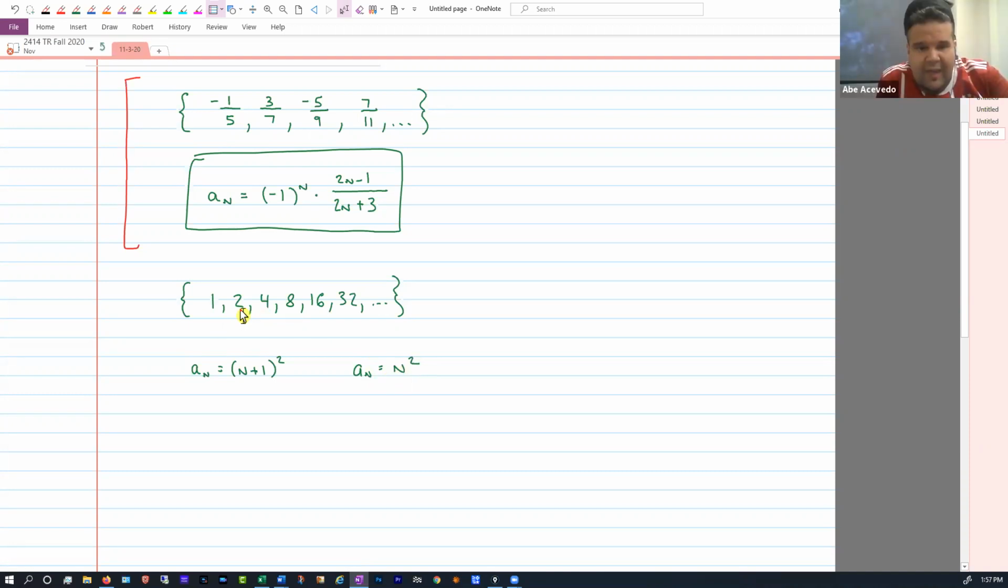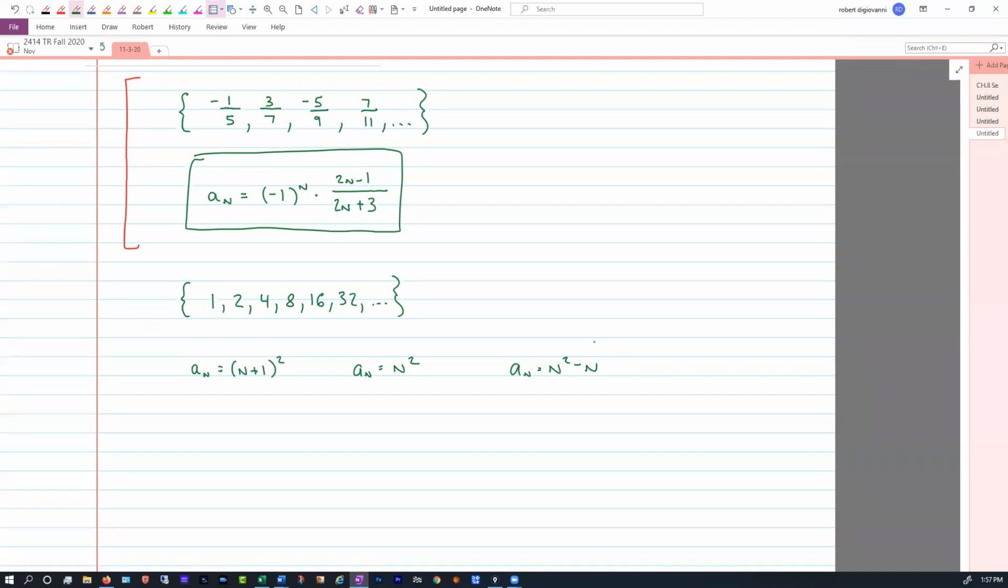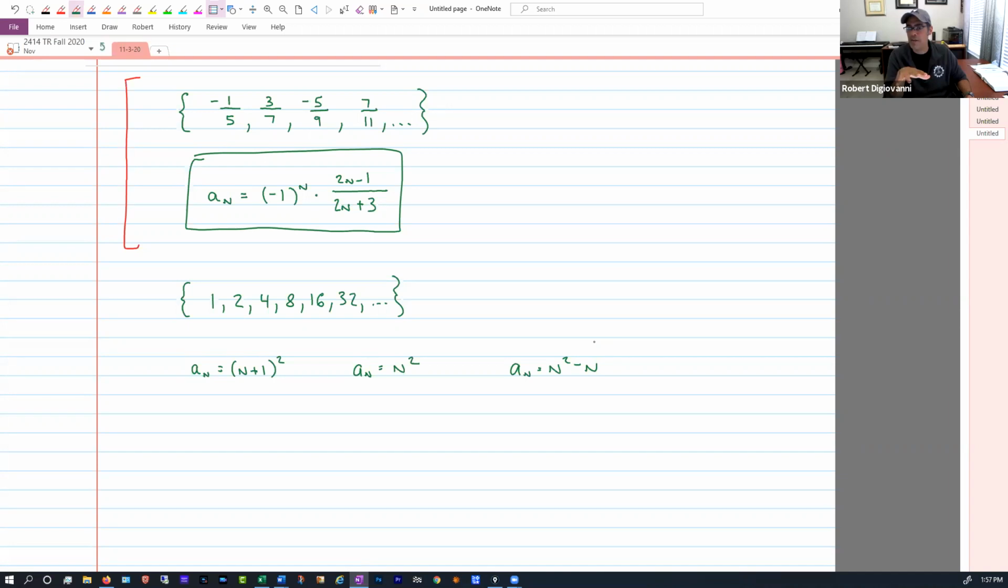Minus n? N squared minus n? So a sub n equals n squared minus n. Let me say something. These are not jumping up by the same amount each time, are they? No. Okay, so 2n and 3n and 4n and 5n is not going to work. It's got to be something different. These first two didn't work. Do you all agree those don't work? Okay, how about this one? If I plug in 1, I get 1 squared is 1, minus 1 is 0. No, that's not going to work.